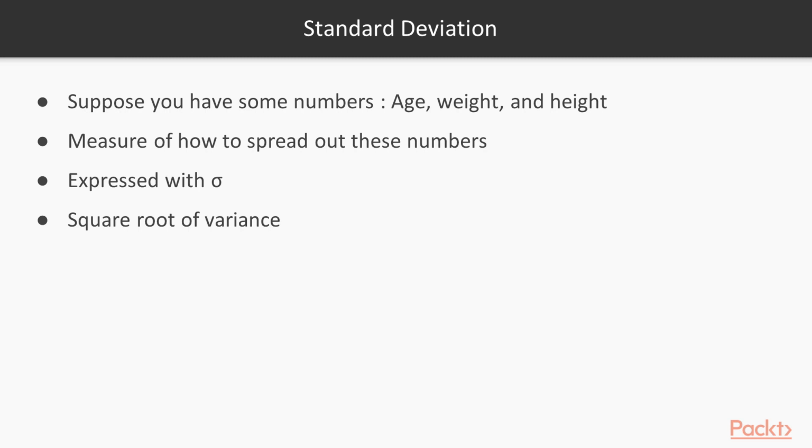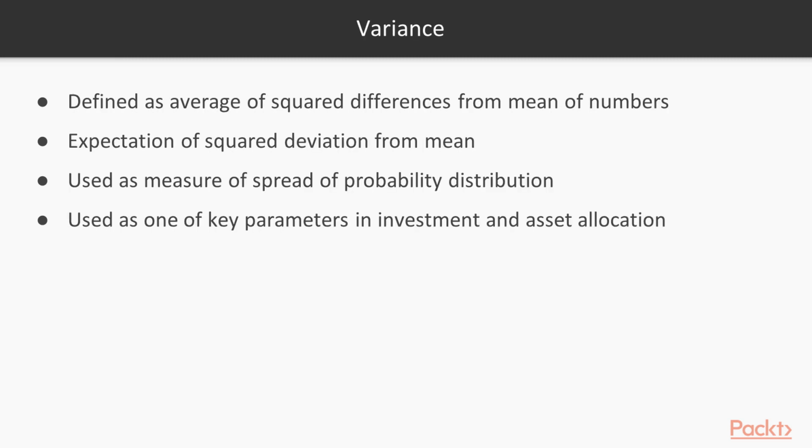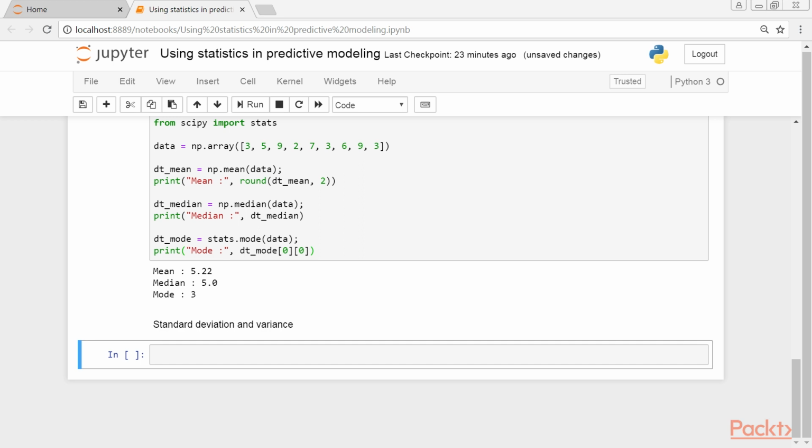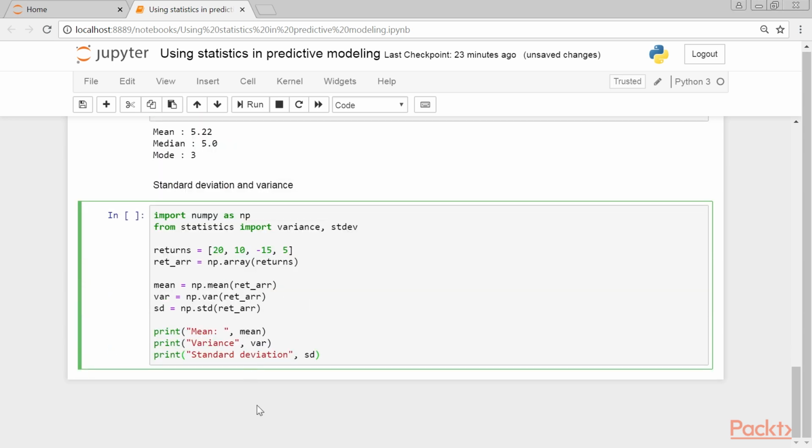It is often expressed with the sigma. Less technically, it is the square root of the variance. Now, the term variance can be defined as the average of the squared differences from the mean of these numbers. The variance is the expectation of squared deviation from the mean. Often, the variance is used as the measure of the spread of the probability distribution. Variance can be used as one of the key parameters in investment and asset allocation. Now, using the SciPy or NumPy, we can easily compute the standard deviation using these lines of code.